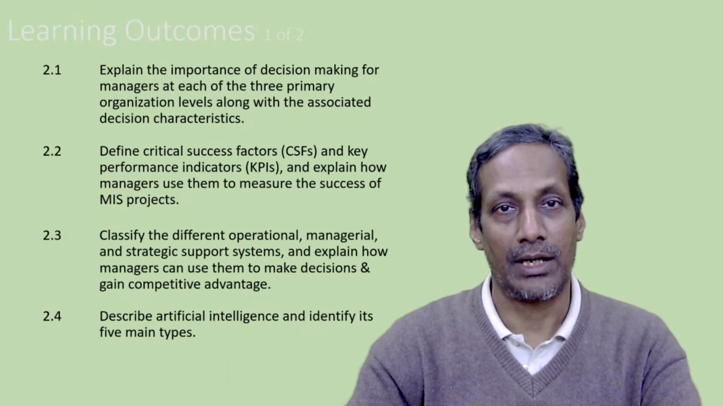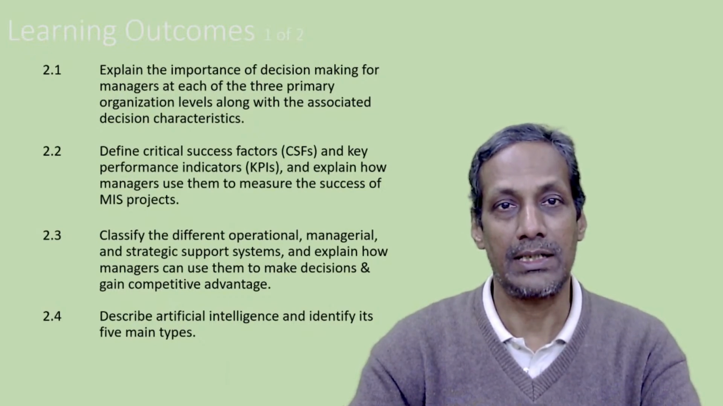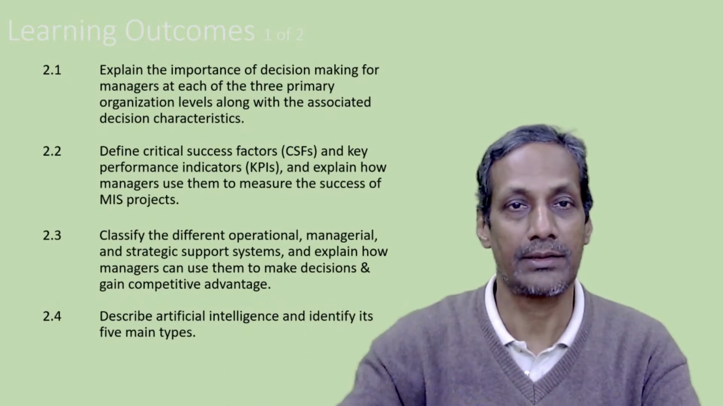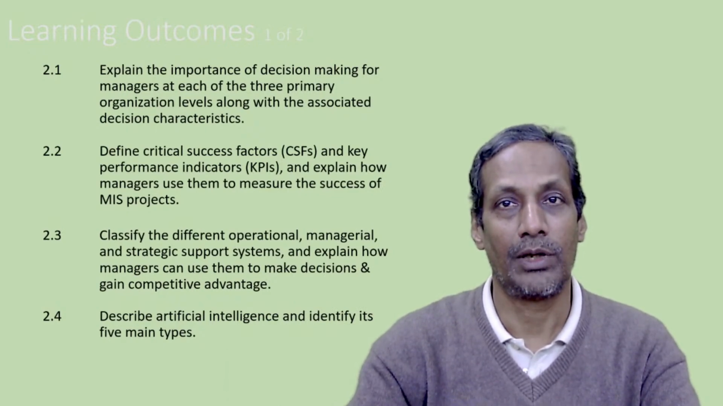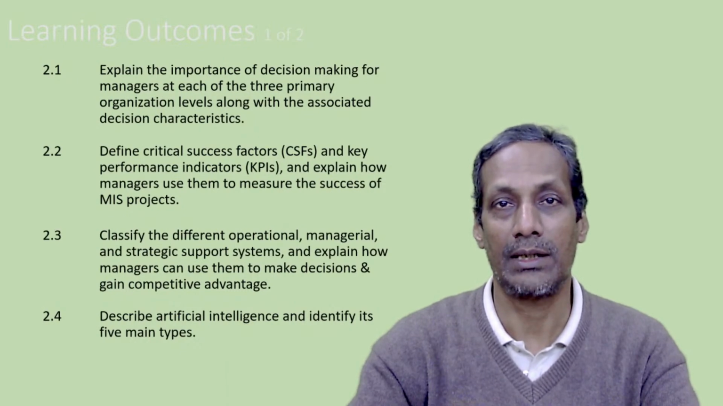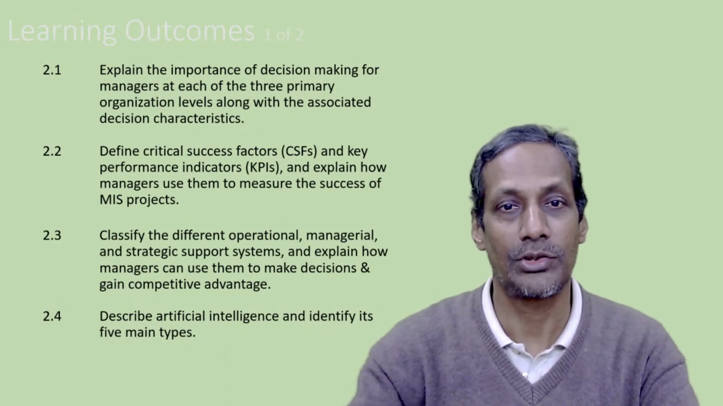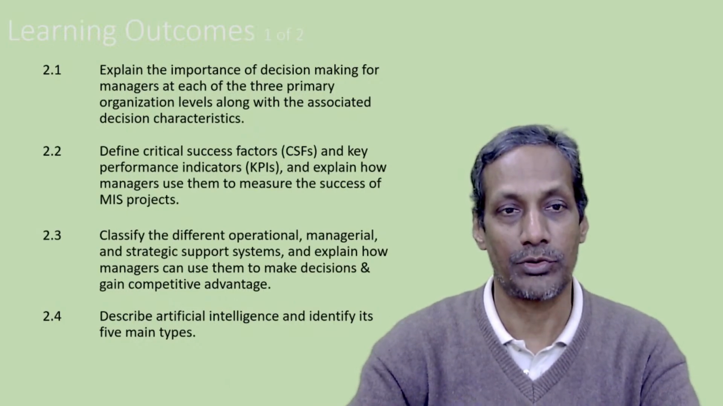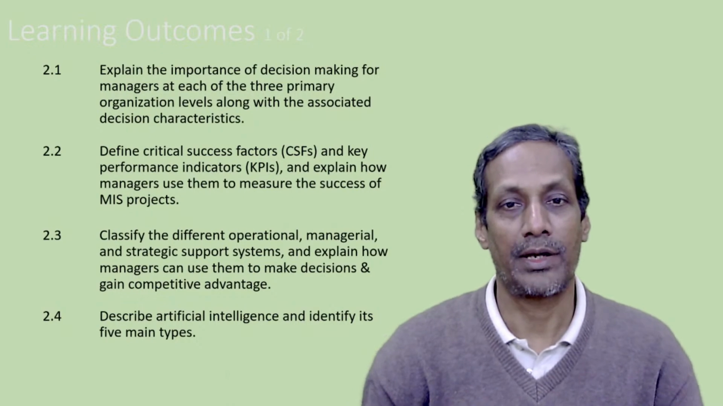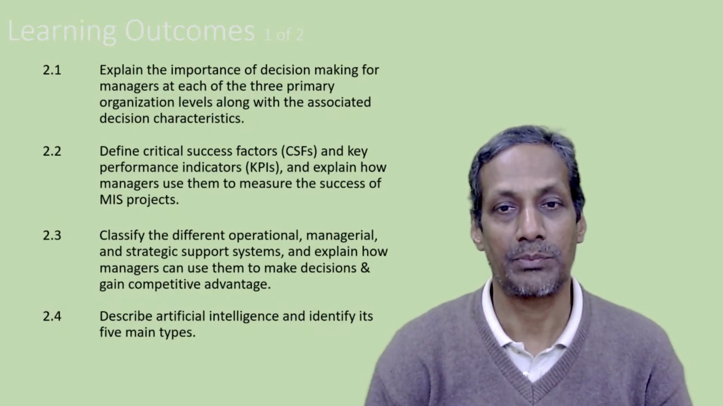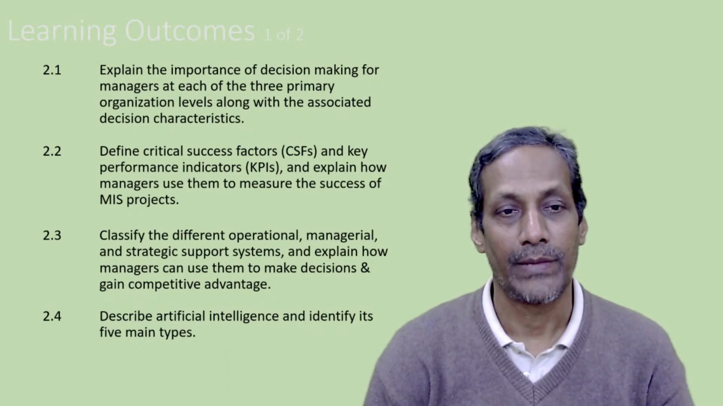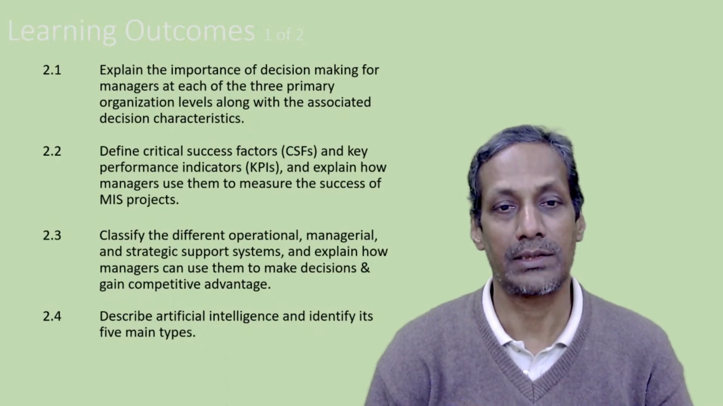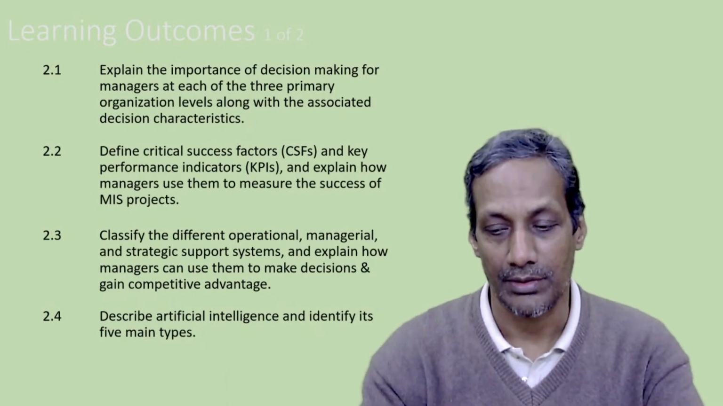We'll try to explain the importance of decision making for managers at each of the three primary organizational levels, that is the operational level, tactical, and the strategic level, along with the associated decision characteristics. We'll define what are critical success factors and the key performance indicators and explain how managers use them to measure the success of MIS projects. We'll try to classify the different operational, managerial, and strategic support systems and explain how managers can use them to make decisions and gain competitive advantage. We'll try to describe also artificial intelligence and identify its main types.